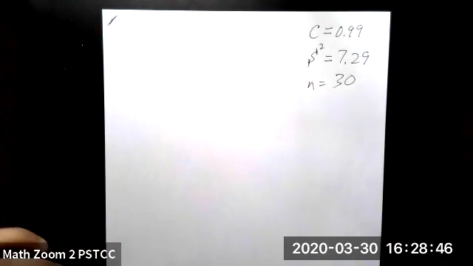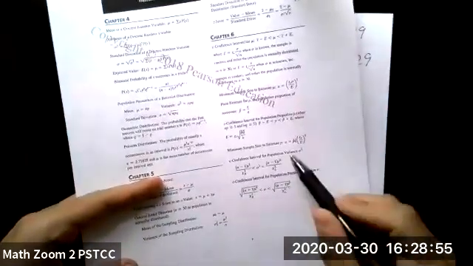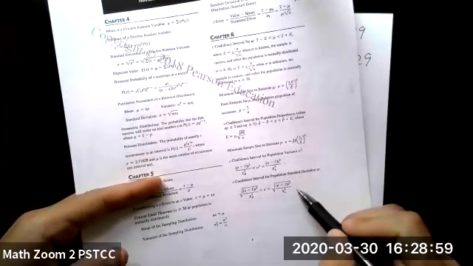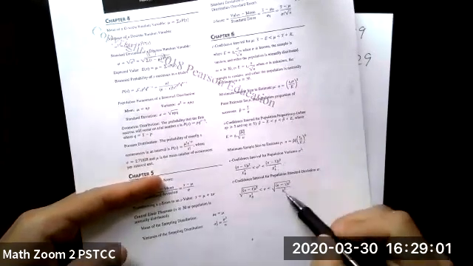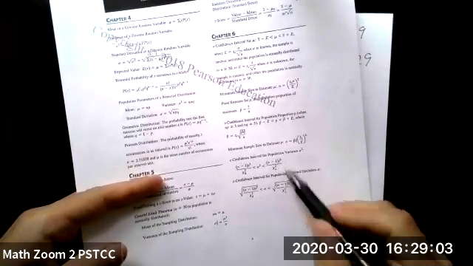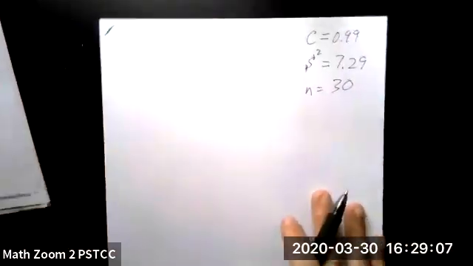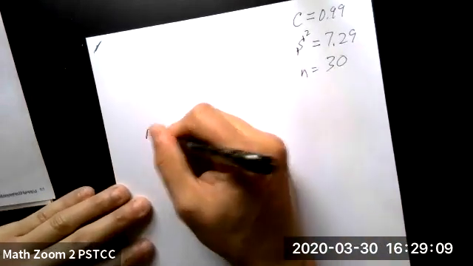Okay, let's look at an example of confidence interval for variance. If you look at the formula sheet, we have two very similar formulas here. This one for variance, this one for standard deviation. The only difference is that square root symbol. Otherwise, you'll work these problems nearly the same way. We have this kind of big formula here.